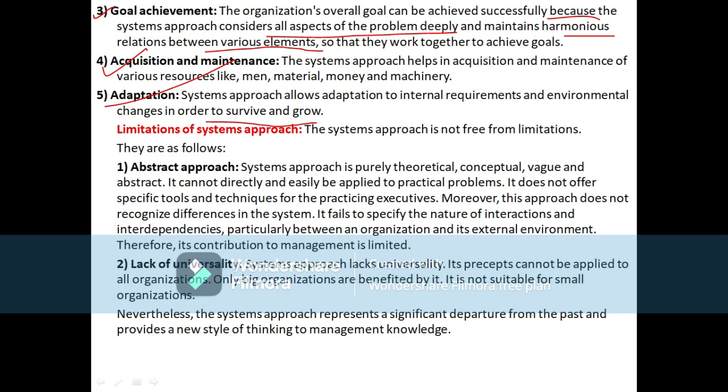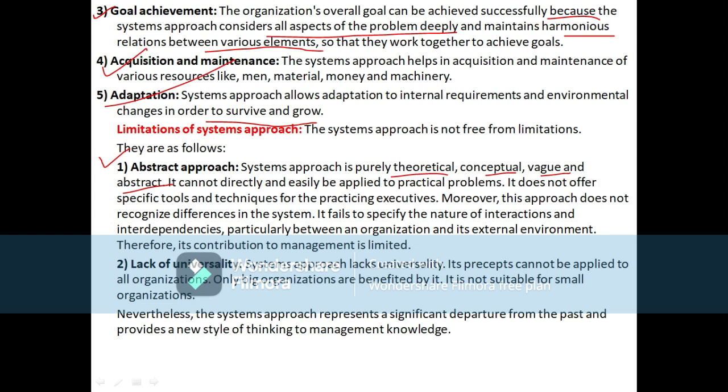Adapting the changes according to the requirements, according to the environmental changes. Then, if you see limitations, or else the disadvantages, the first one is that the systems approach is abstract. It is purely theoretical, conceptual and vague. It is not that clear, and it is abstract, a very short summary, so it cannot directly and easily be applied to practical problems.